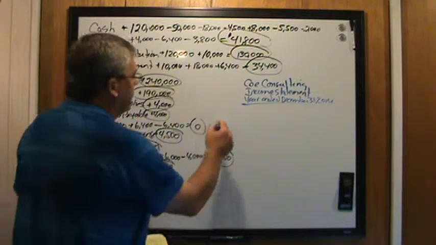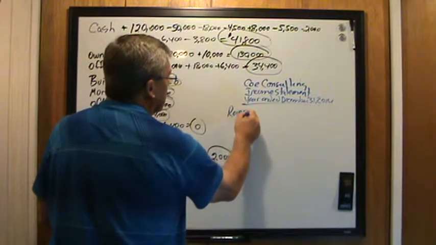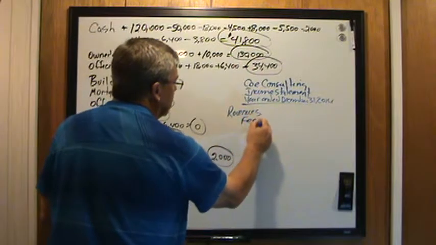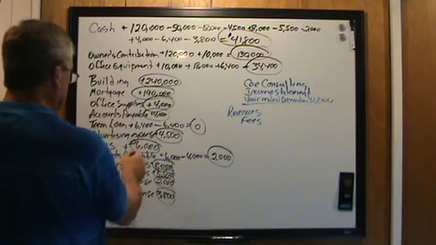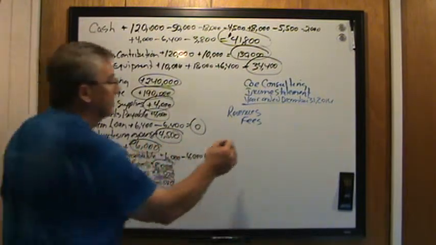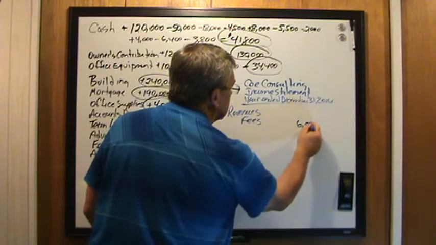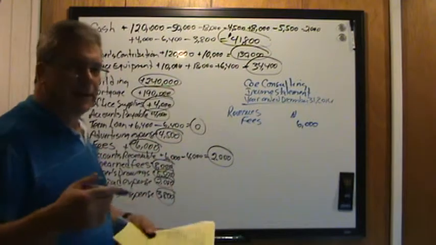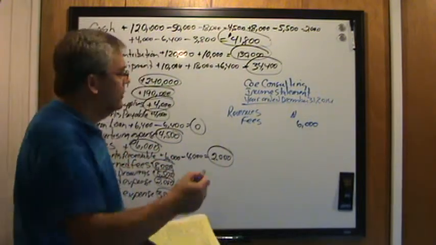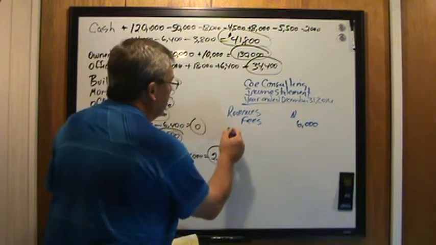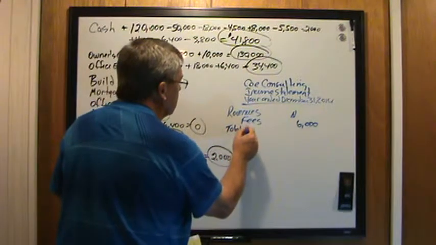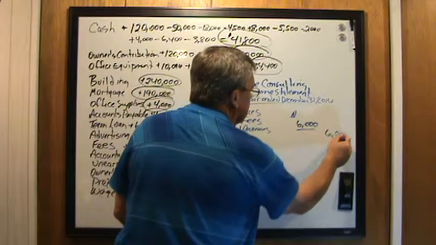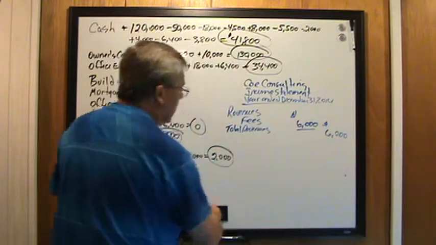We have revenues. And there was only one revenue. We called it fees. So the fees are $6,000. Starting a column, and if you get used to putting total revenues, let's do that. We'll put total revenues is 6,000, and we'll start an outside area there.